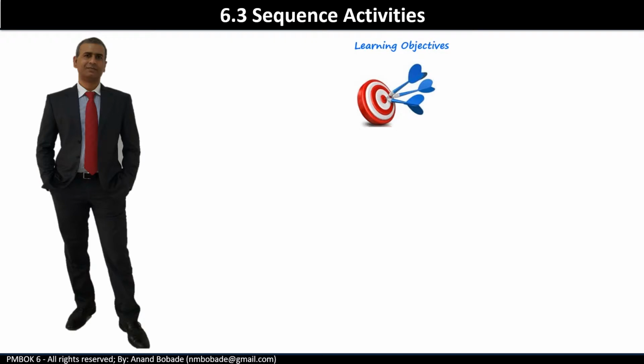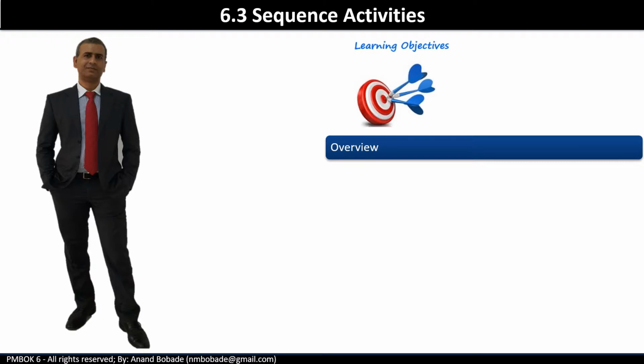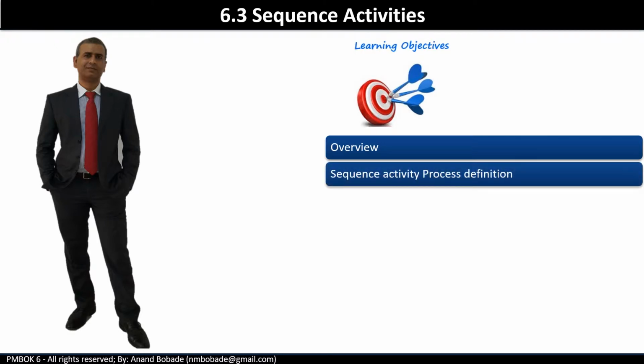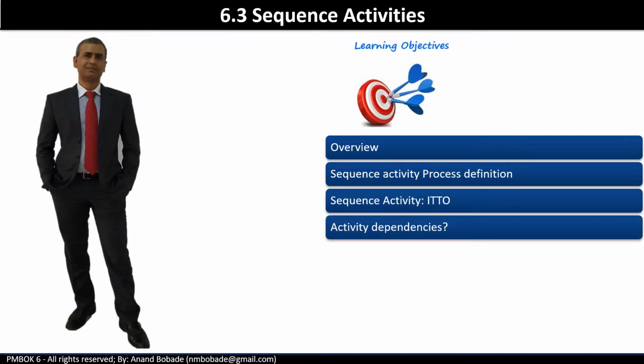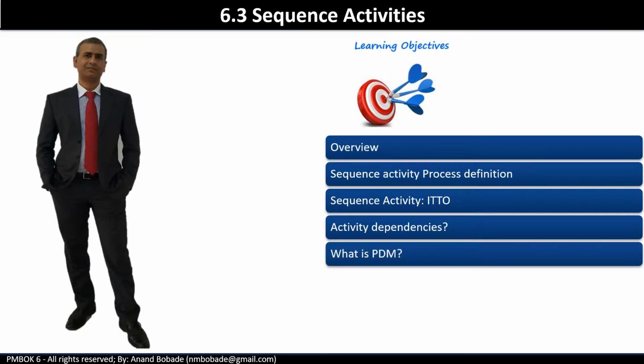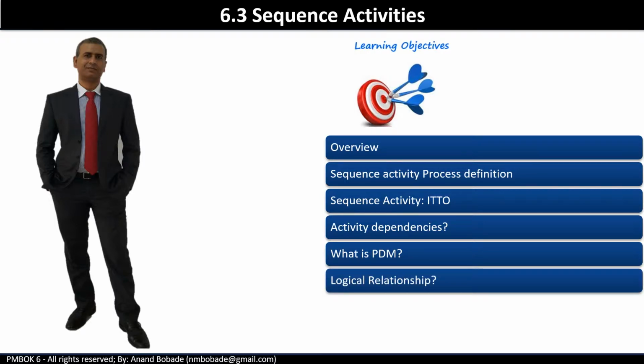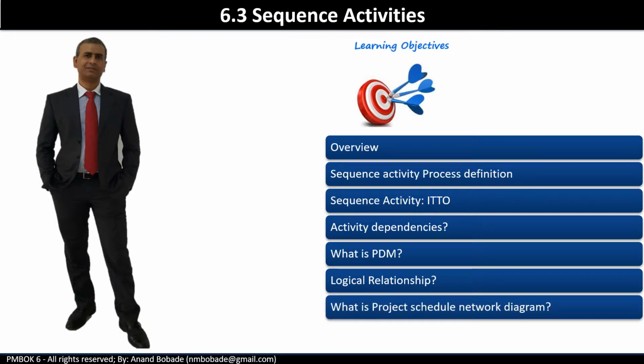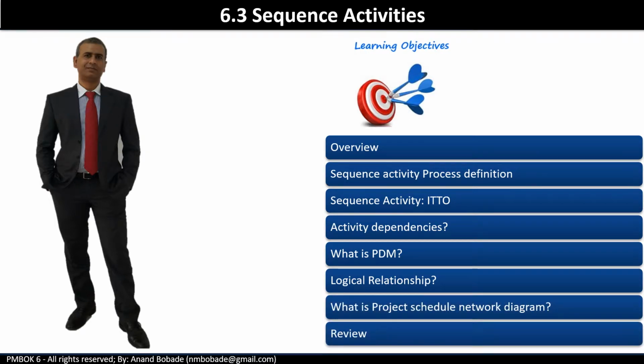The learning objectives of this session are: we will start with the overview to understand the purpose of the sequence activities process. We'll go through the process definition. We'll talk about inputs, tools, techniques and outputs. What are the different types of activity dependencies? What is the precedence diagramming method? What are the different logical relationships between activities? And the output, that is the project schedule network diagram. And finally, a quick review.